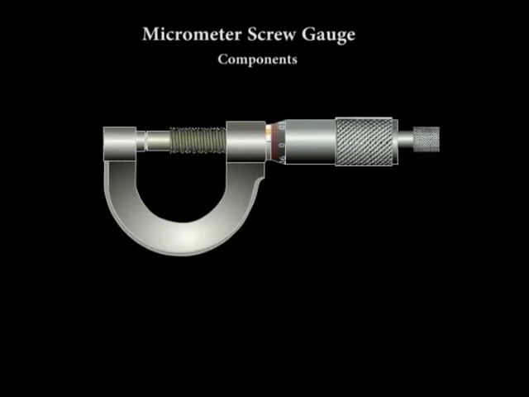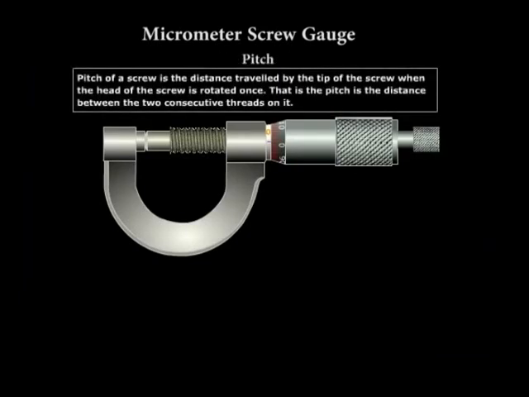Whenever you want to use the screw gauge, you must find out something called the pitch of the screw. The pitch is the distance moved by the tip of the screw when the head of the screw is rotated once. That is, the pitch is the distance between two consecutive threads on it.